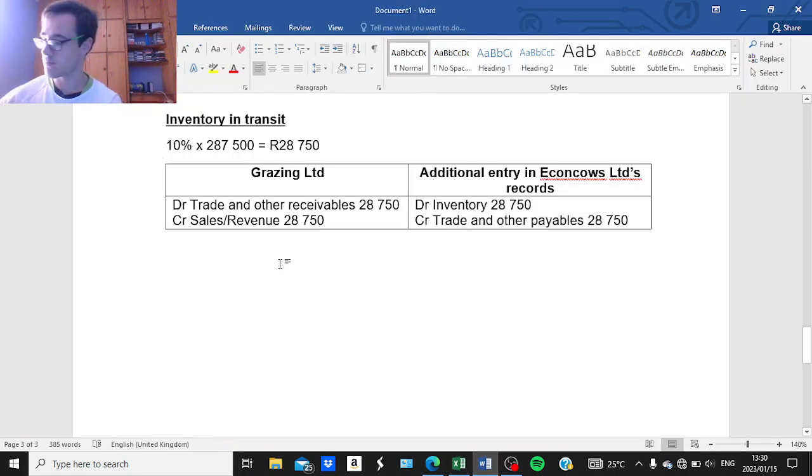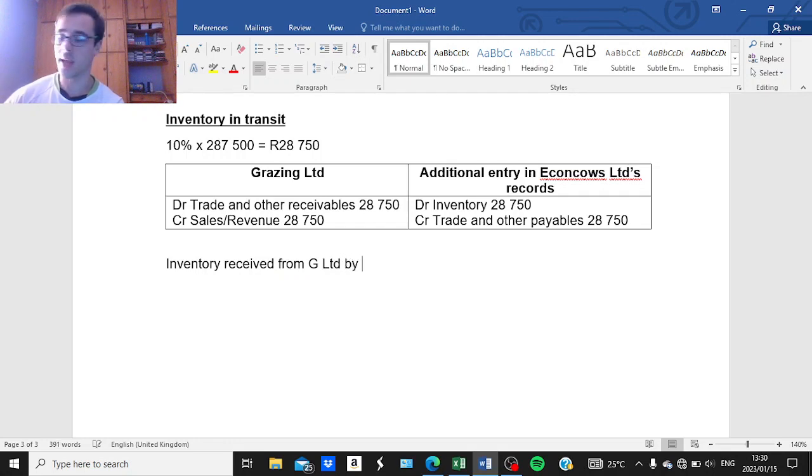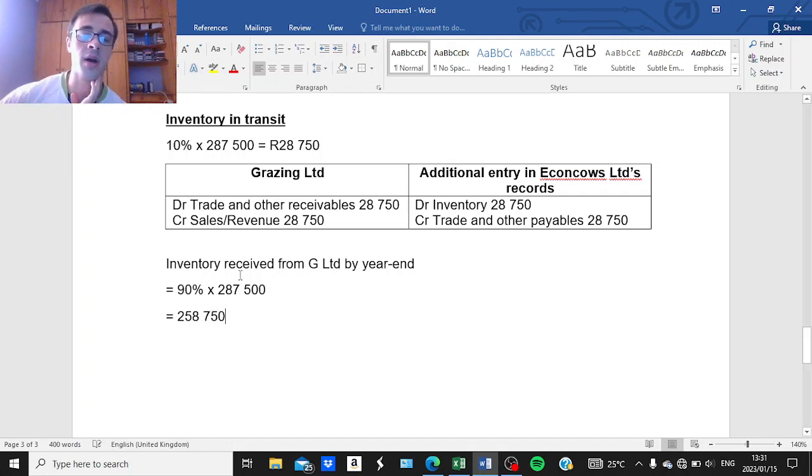So inventory received from Grazing Ltd during the year, or by year end, is 90% of 287,500. Because if 10% wasn't delivered, it means that the remaining 90% was delivered. So the inventory that was received by Econ Cows Limited from the parent was 258,750. And this is very important for the next sentence that I'm about to read.